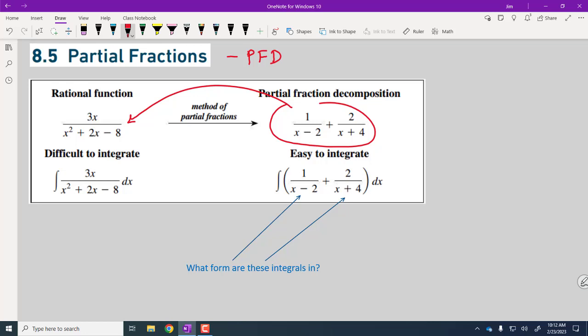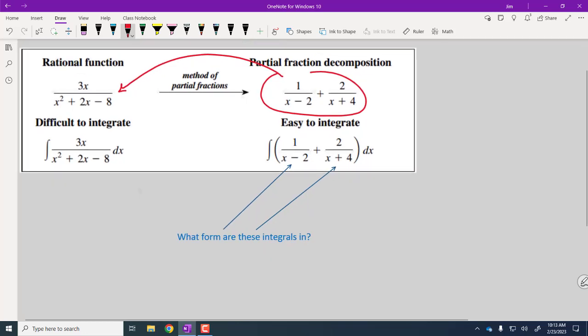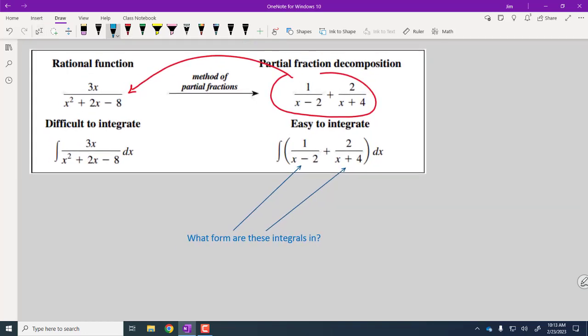Because think about integration for a minute. If you see an integration symbol on this, that's hard. But you look here, oh, that's easy. That integrates immediately. What do both of these integrate to? Natural logs, right? This will be natural log absolute value of x minus 2, and this is going to be 2 times natural log absolute value of x plus 4, plus c. So that's way easier to integrate those partial fractions than it is to integrate this.